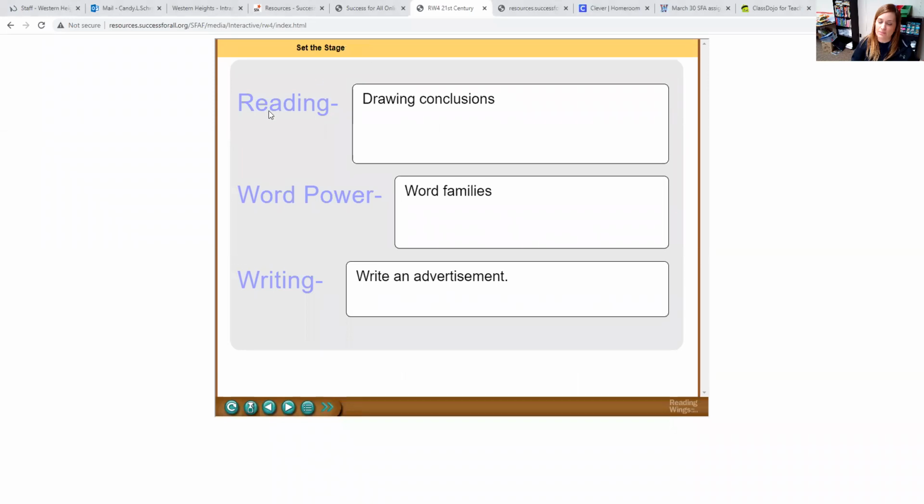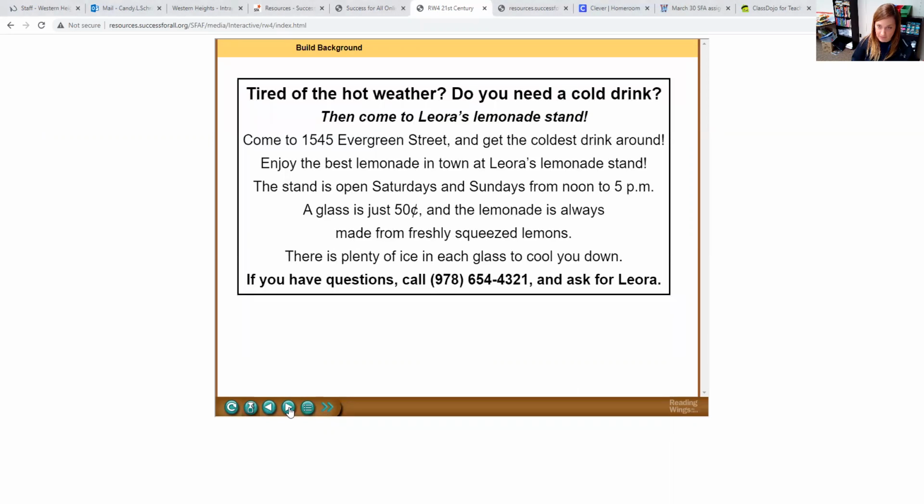Our reading goal is drawing conclusions, word powers, word families. In writing today, we're going to be writing an advertisement. So in tops and bottoms, we read that Hare and Mrs. Hare opened up a vegetable stand. Sometimes people sell vegetables from a truck that they park on the side of a road. Today, you will imagine that you have a vegetable stand and you're going to write an advertisement for it.